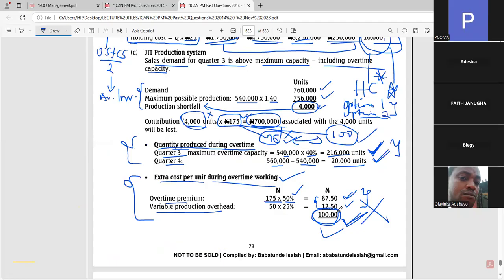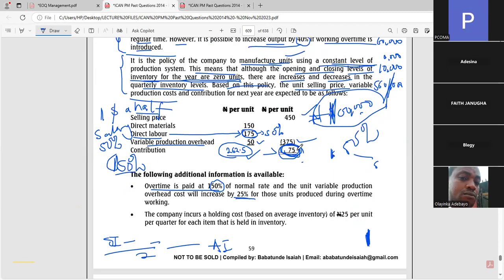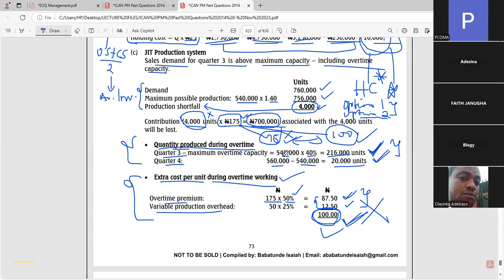Now, let me tell you something that the question did not give us. The question did not give us the new selling price if we had to work overtime. So since they don't give us the new selling price, we are assuming that this 100 naira that we are going to spend for working overtime, we are supposed to get it back, all things being equal, if we sell. So this 100 naira plus the 75 naira that is in the question normally gives us 175. Am I making sense?